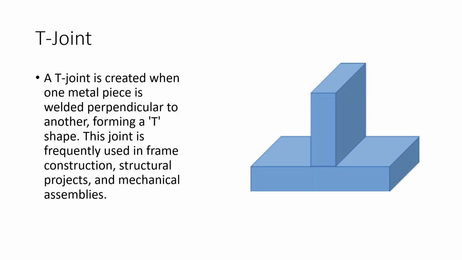A T-joint, this is just when we make a T. One piece of metal is perpendicular to another, forming a T. We use this a lot in all forms of construction, shipbuilding, structural, mechanical assemblies, frames for pieces of equipment, a lot of different ways. You get a good strong weld out of it when you join like this. Most common probably type of joint we're ever going to run across.